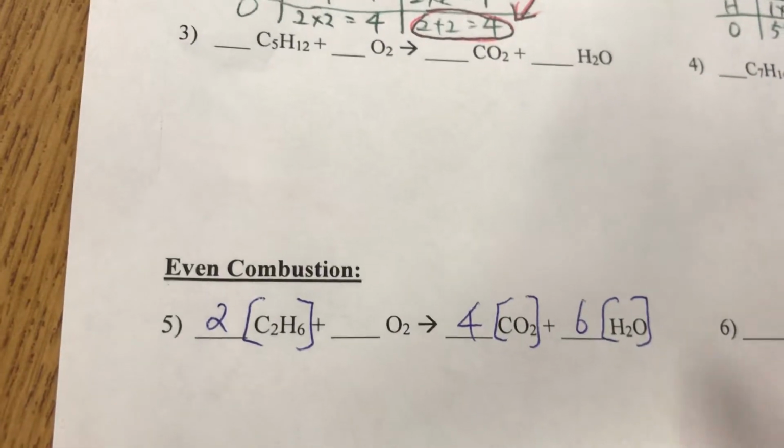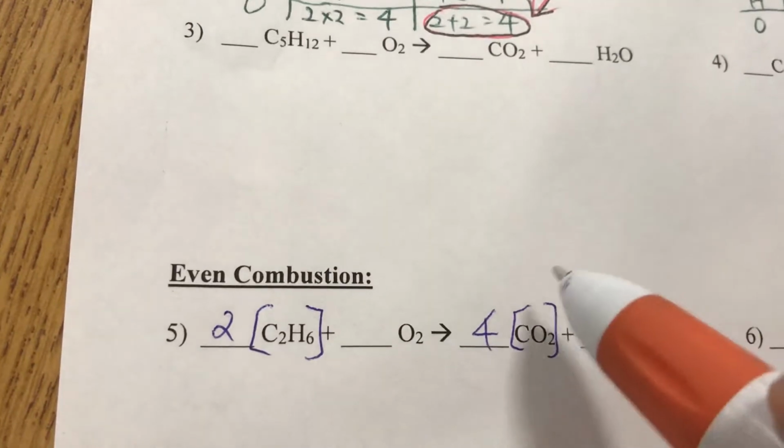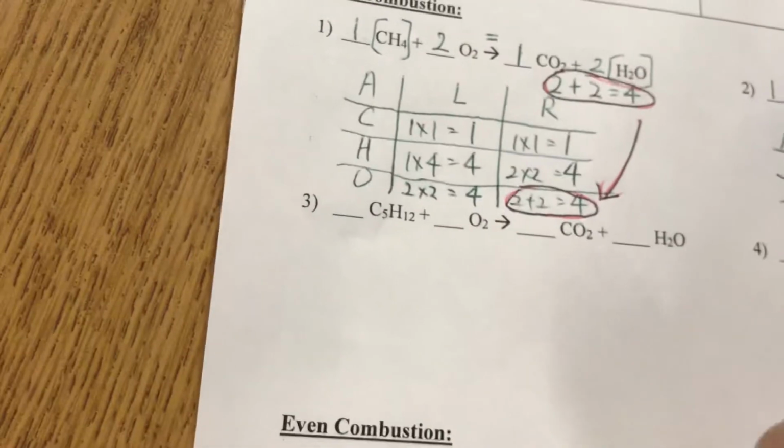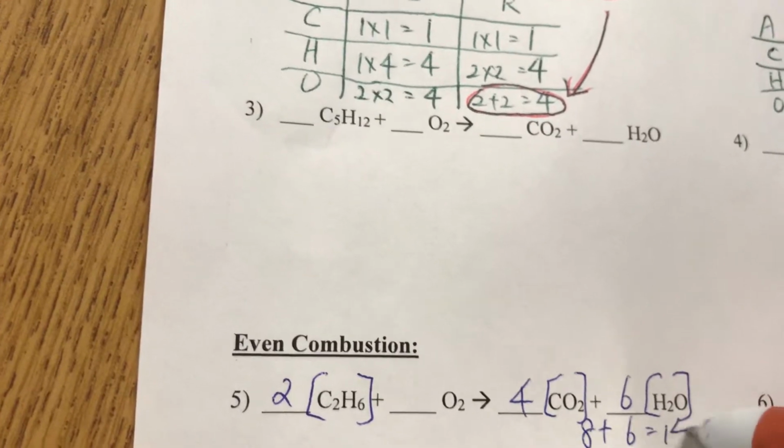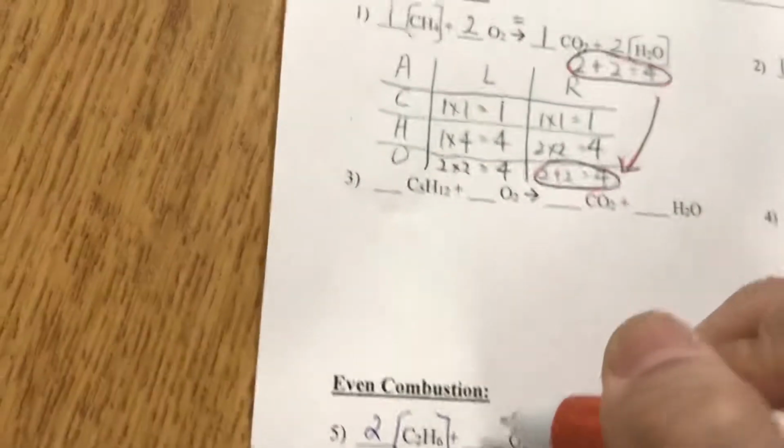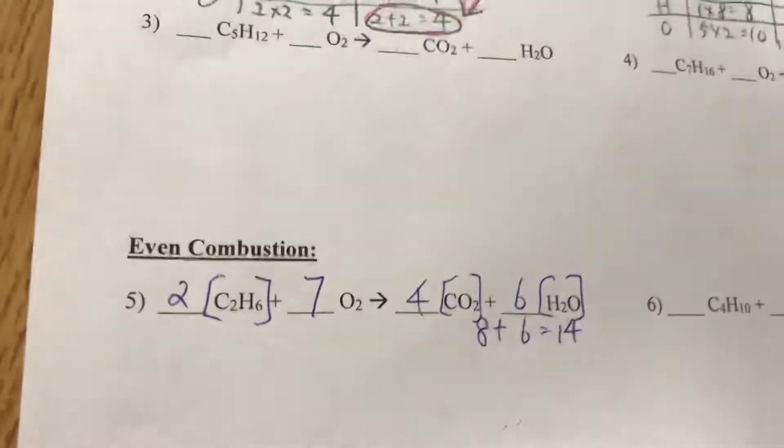And then finally oxygen, the left is always 2. The right hand side we do 4 times 2 is 8, 6 times 1 is 6. So I got 14. So divided by 2, I get 7. So it should be balanced.